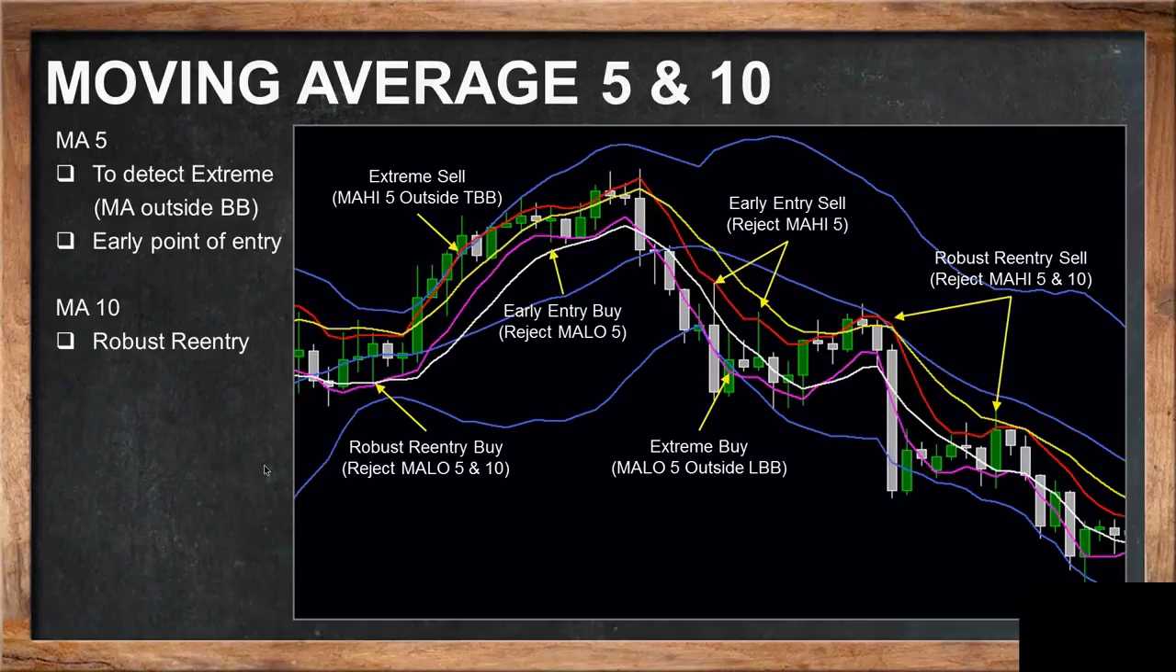When we talk about MA10, the function of MA10 is to give us a more robust re-entry, so it's much stronger. Over here we have an example where the candle rejects both MAHI5 and 10, so that's a much stronger re-entry. Over here as well, you have both MALO5 and 10 being rejected, so that's a much stronger re-entry. Okay, I'm going to go through this in the chart, so it's much easier.